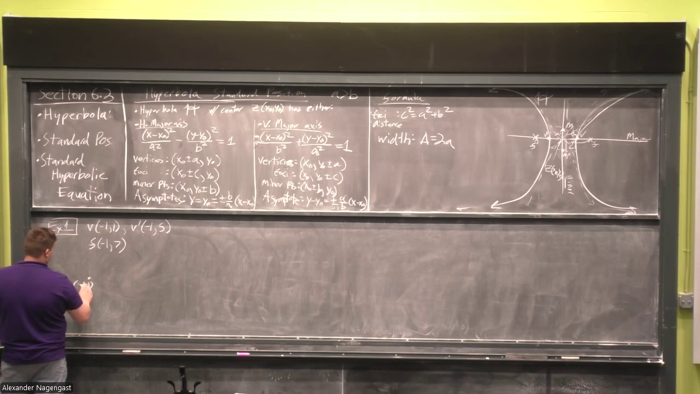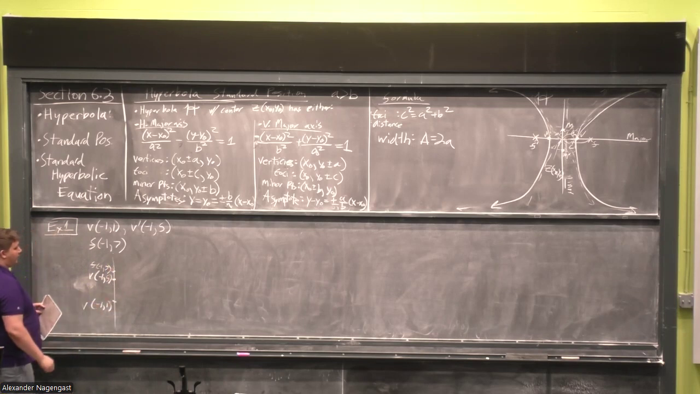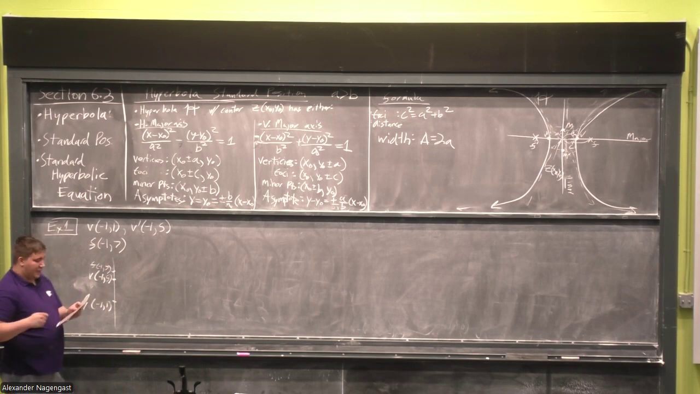Let me write this a little better. V as -1, 1, that's here. Then we'll have a V prime of -1, 5, it's here. And then here's the F, -1, 7. And so we end up generating the vertical axis because we have our vertices here. So we can do the same process as before.